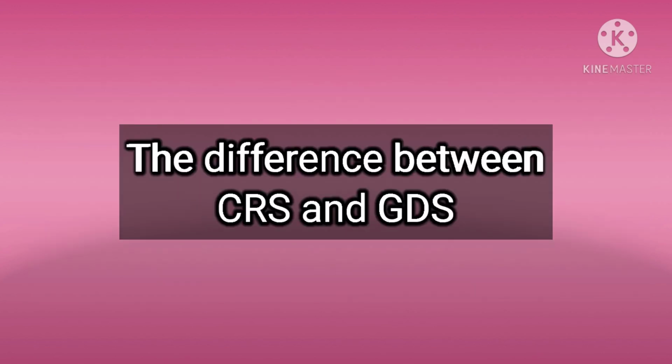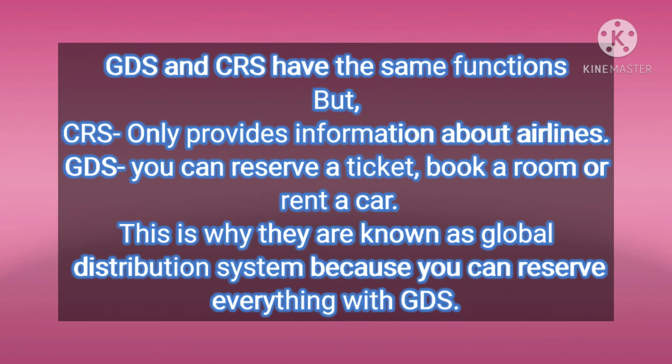The difference between CRS and GDS. So the GDS and CRS have the same functions, but the CRS only provides information about airlines, while with the GDS you can reserve a ticket, book a room, or rent a car. This is why they are known as global distribution system, because you can reserve everything with GDS.